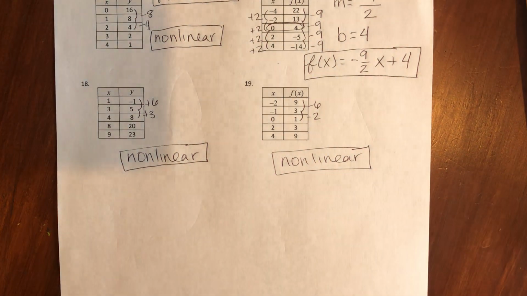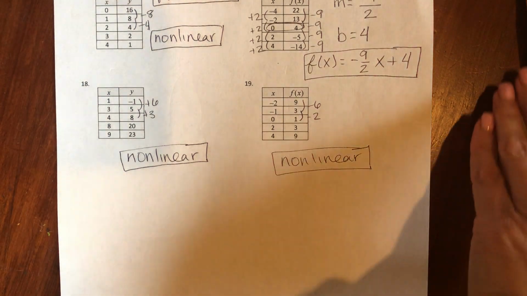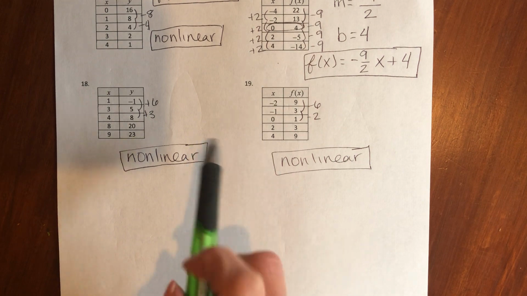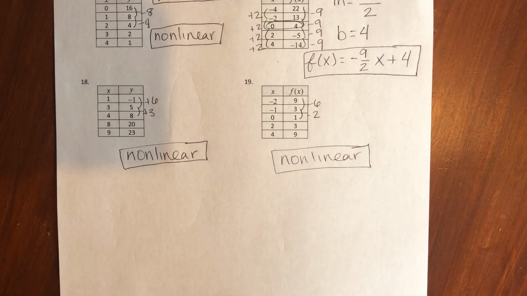All right, so let's see. That concludes the lesson for today. So what did we talk about? We talked about the parent functions that you're going to memorize, and you're going to be able to match up the name with the graph. And then we reviewed how to graph using a table. And then finally, we reviewed how to write a linear equation given a table.